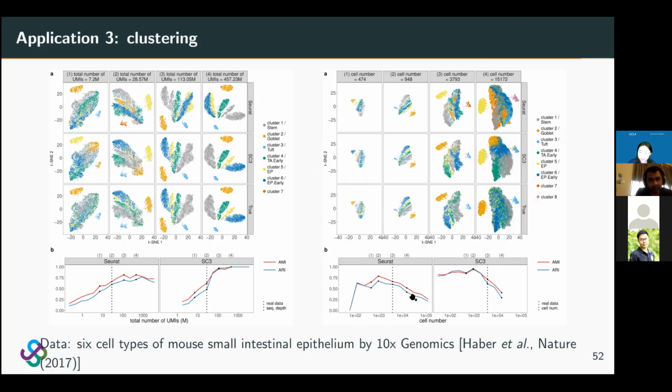And actually, interestingly, the result shows that for SC3, it works better when you have fewer cells. But again, SC3 doesn't cover a wide range as the SURAT, because SURAT is more robust. So when the cell number is super large, SURAT can still output something. And also we see that the cell number in the real data doesn't seem to be optimal for either SURAT or SC3. We could actually sequence a slightly fewer number of cells, but still achieve a better accuracy.